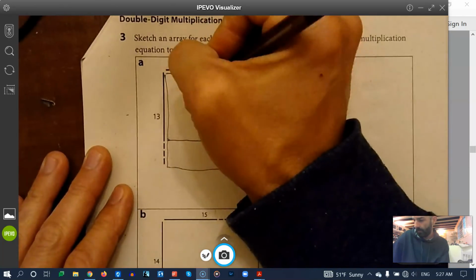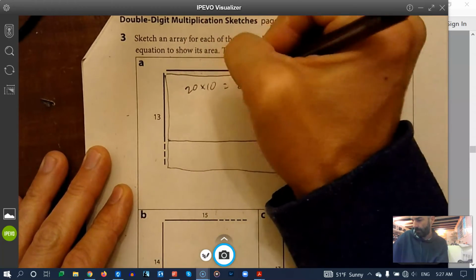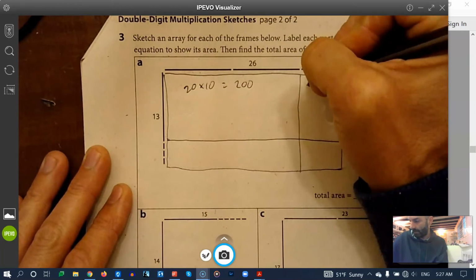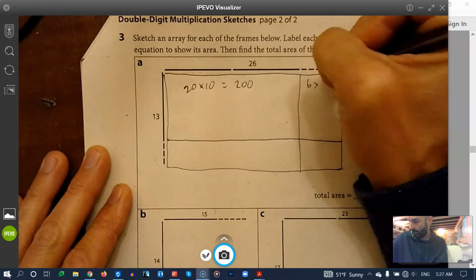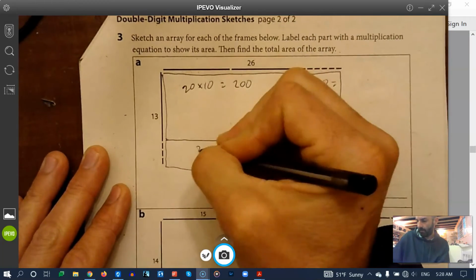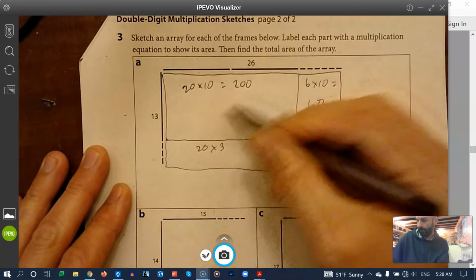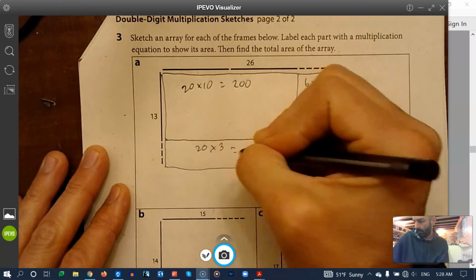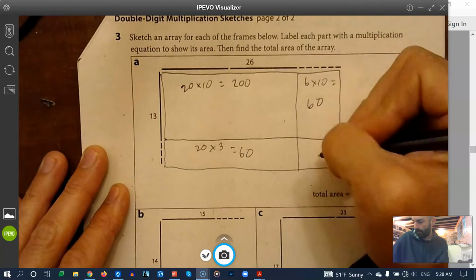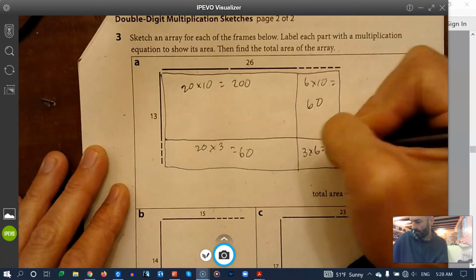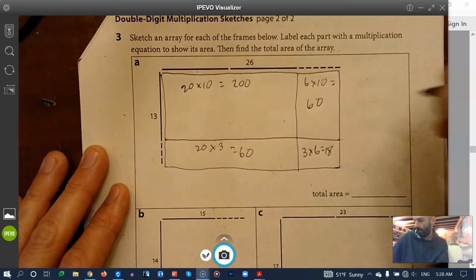This first area is 20 times 10, which is equal to 200. This over here is 6 times 10, which is equal to 60. This is 20 times 3. So again, this is 20 and this is 3, which is equal to 60. And then this is 3 times 6 equals 18. And now we want to add them all up.